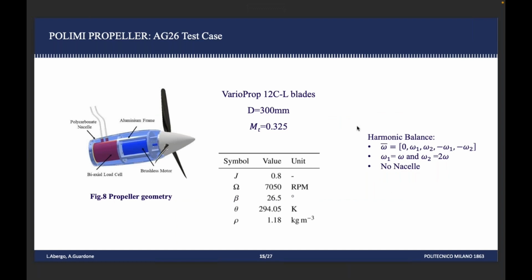So our interest is propellers for urban mobility. This is the PoliMi test case inside the Gauteo AG26. We are in forward flight at J equals 0.8. The tip Mach number is around 0.3, and it has been simulated with five frequencies. I removed the nacelle just to reduce the dimension of the grid.